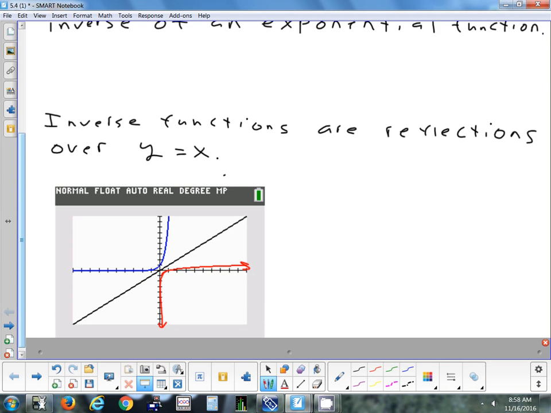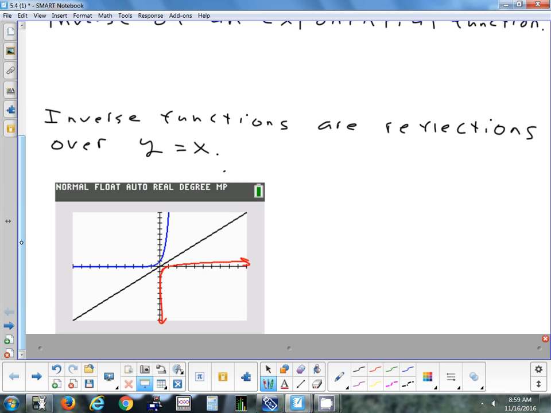Okay, so which one is the logarithm? The logarithm is the blue one. I'm sorry, the logarithm is the red one. Because it's going up, but it's going up very, very slowly. And the blue is the exponential because it goes up very quickly. Okay, any questions on that?